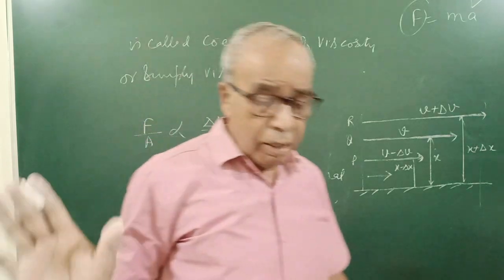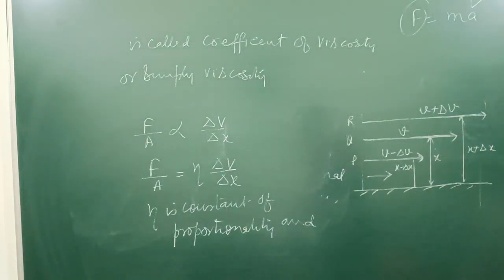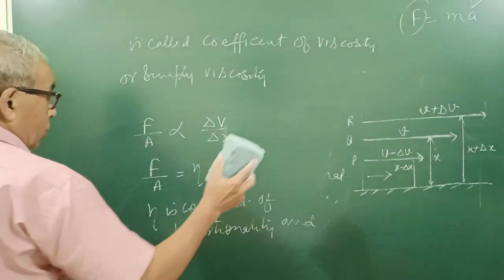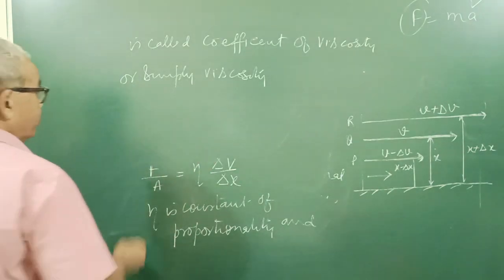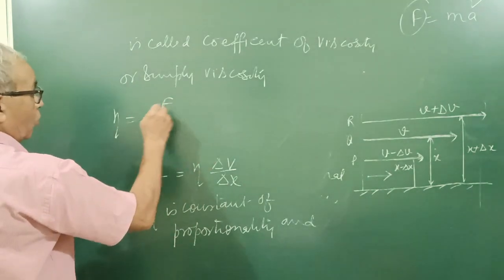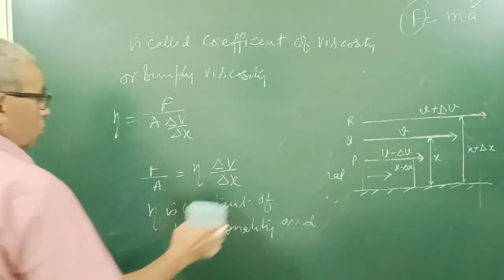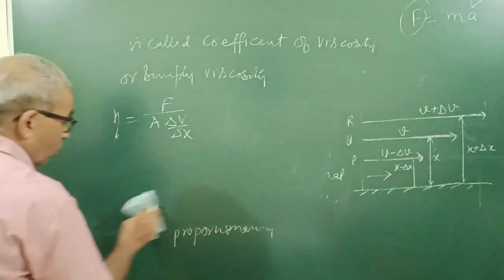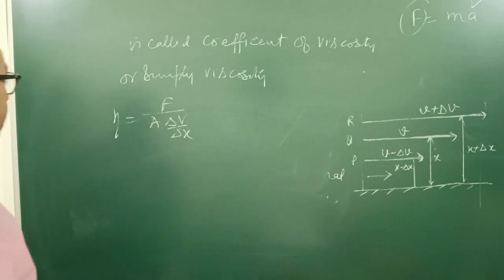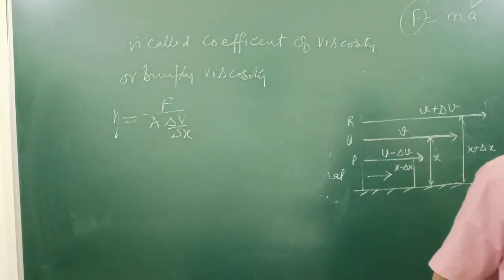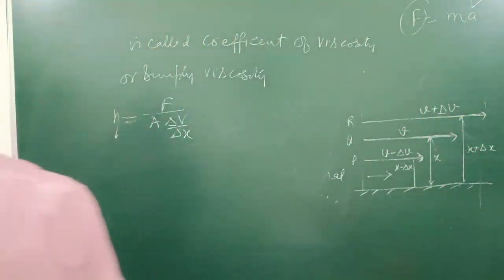Actually, here the point is that we have to explain each and everything. In exam you get short questions, and a question may be from all this text which I have written. So here we want to know what is eta. So eta is equal to F upon A into delta V upon delta x. I told you delta V upon delta x is the velocity gradient. By measuring eta, we are able to measure the viscosity of the liquid or gas, whichever we measure.